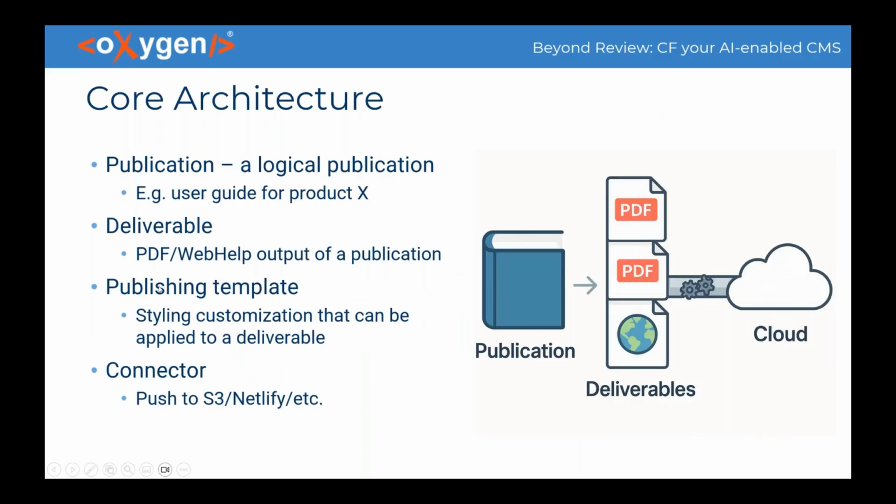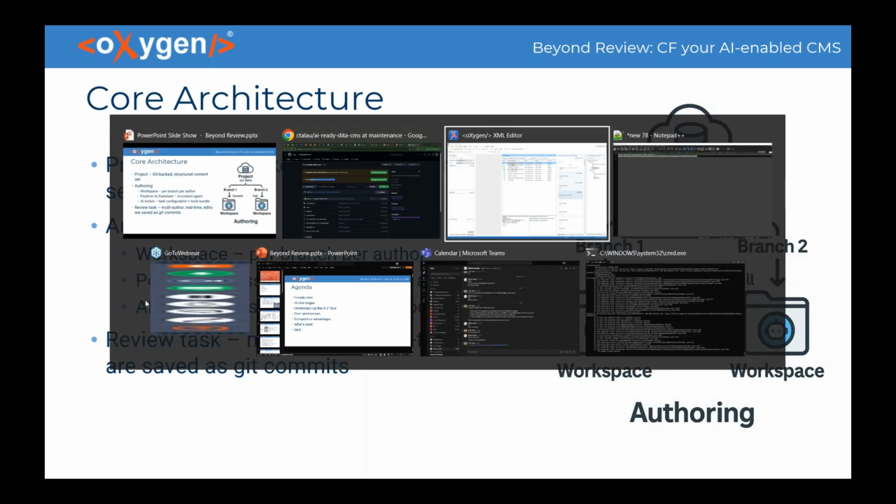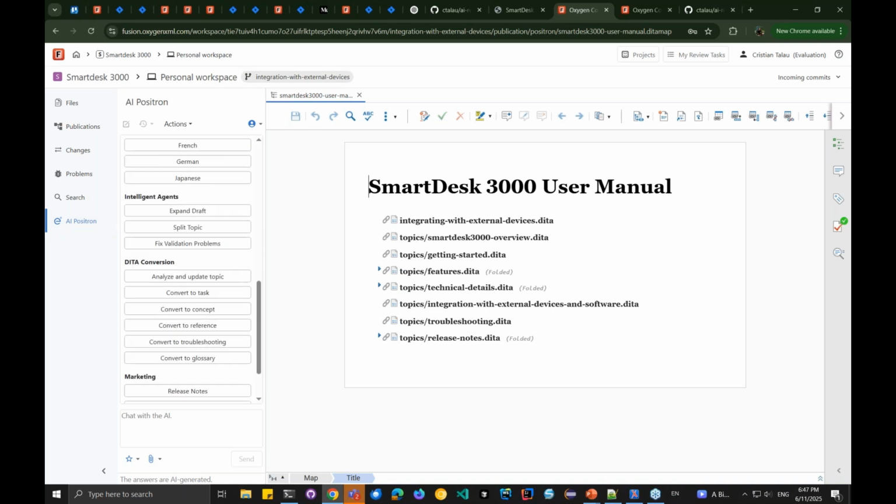And so yeah, we learned that the workspace is a temporary area, and you get one for each branch and one for each author on each branch, so you can work in parallel. The Positron AI assistant works in the same workspace where you work, and it benefits from all the context inside the project. And the AI actions are the buttons that you saw here.